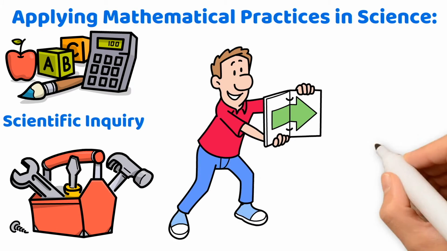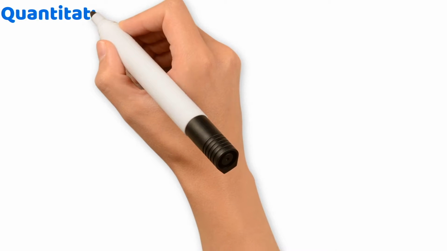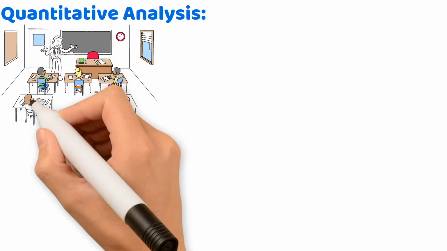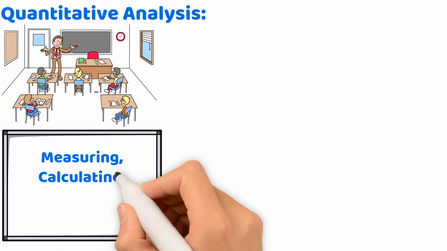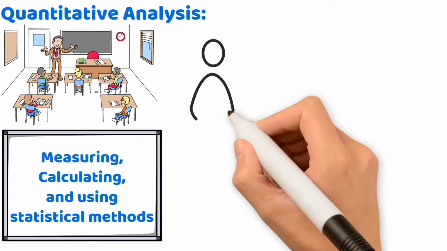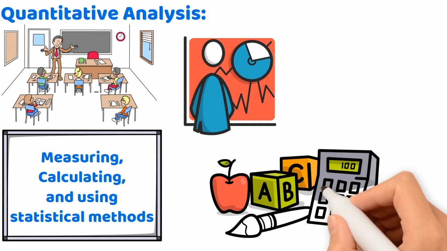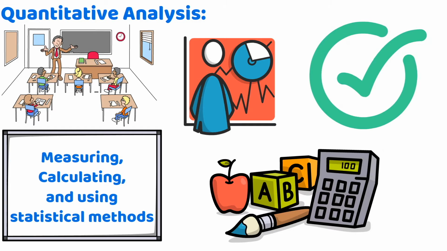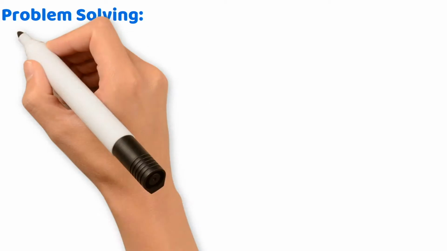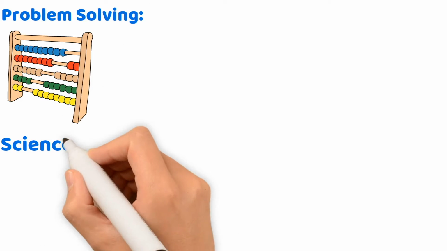Here's how to integrate math into your science teaching. Quantitative analysis. Engage students in activities that require measuring, calculating, and using statistical methods. Whether it's analyzing environmental data or calculating chemical reactions, these skills are essential. Problem solving. Foster mathematical problem-solving skills within science contexts.